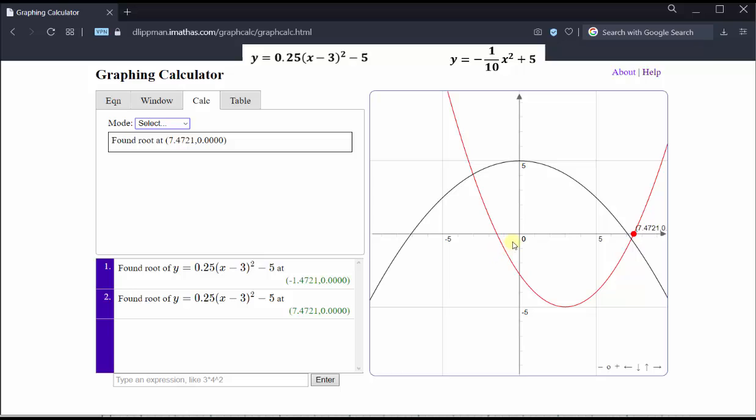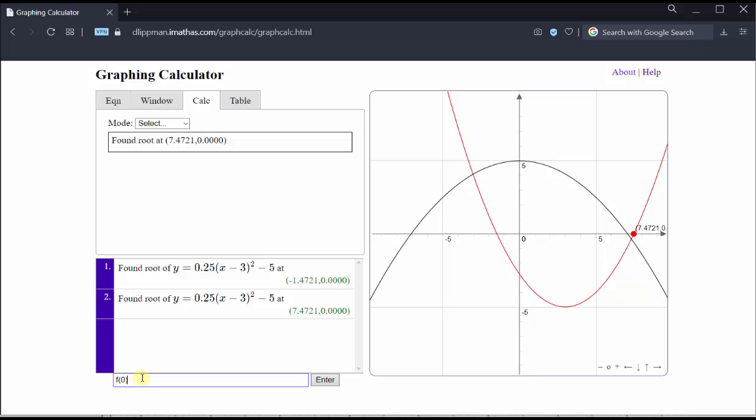And now to find the vertical or y-intercept, which is this point here, there's no calculation option for this. We need to recognize this is the y value or function value when the input or x value is 0. So to find the vertical or y-intercept, we go down to the cell titled Type an Expression and enter f of 0. This will give us the y value or corresponding output when the input or x value is 0. The vertical intercept is 0, negative 2.75.